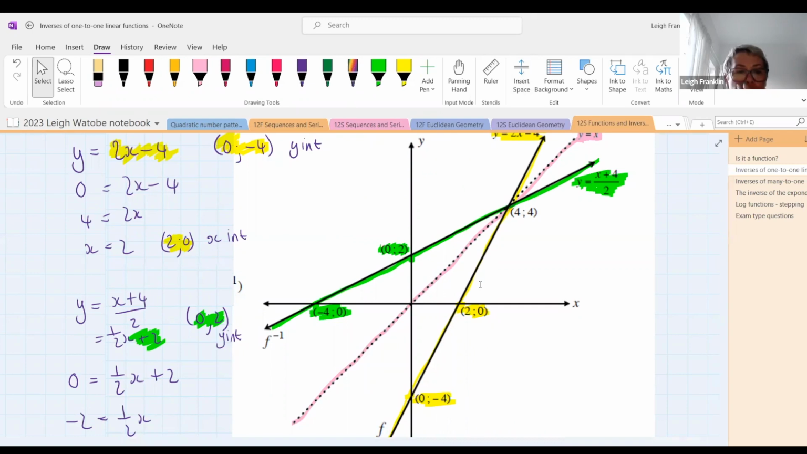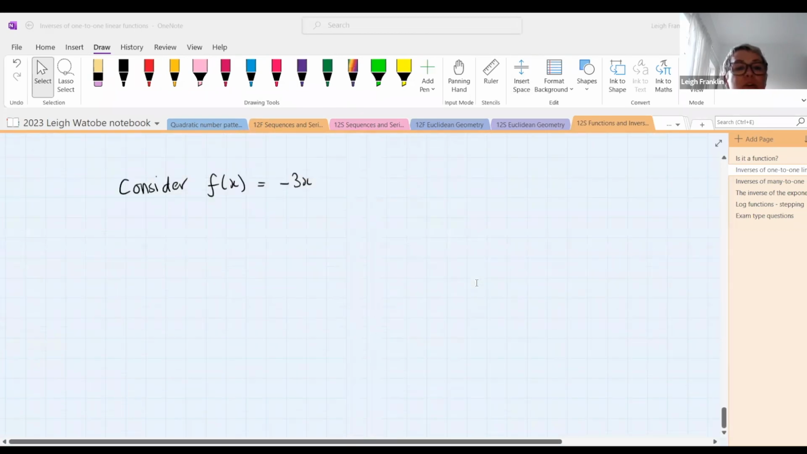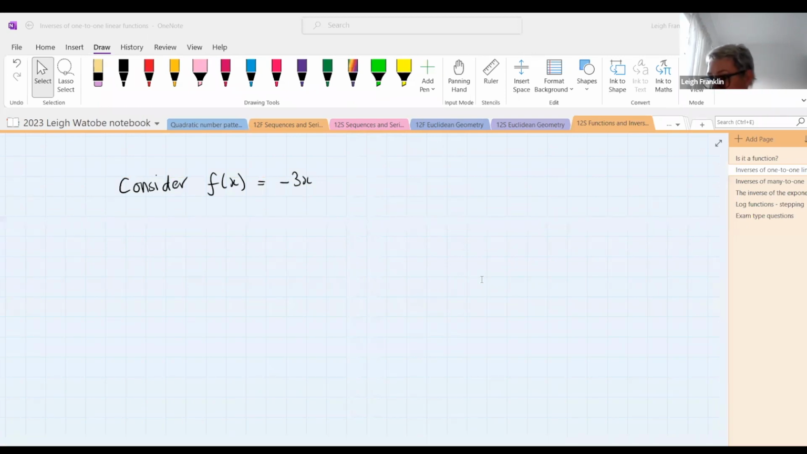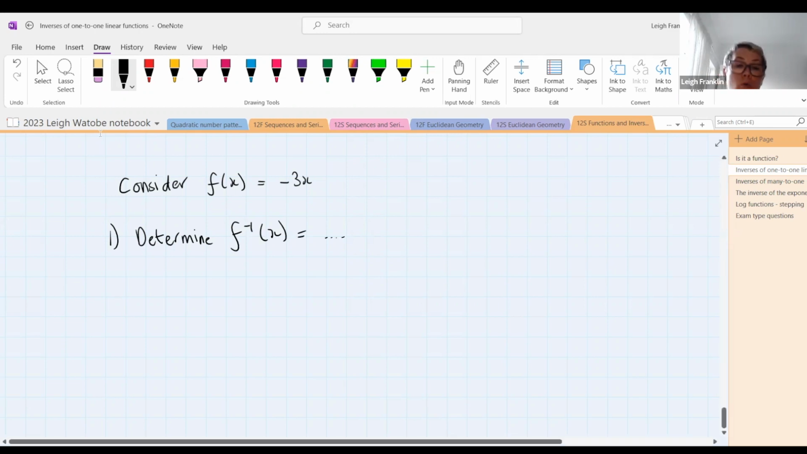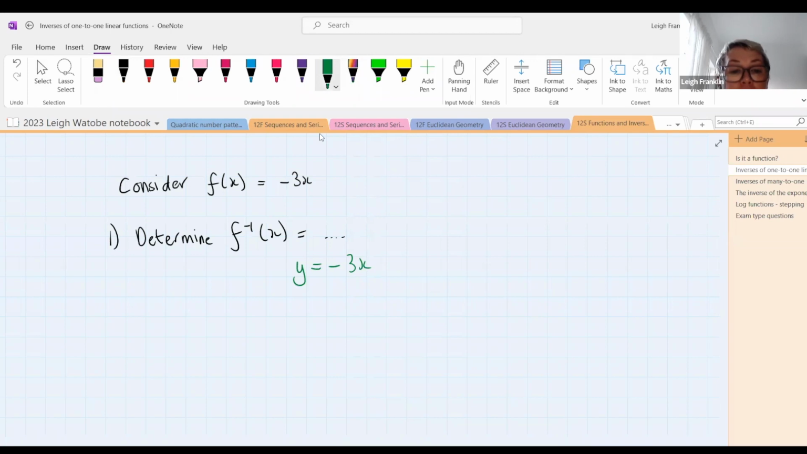Okay, so let's go back and consider a slightly more difficult example. So let's consider the graph f of x equals minus 3x. If we now, in the first instance, want to determine what the inverse is, I think we all know what we need to do now. What we're going to do is switch x and y around. So where I had y equals minus 3x, I've now got x equals minus 3y.